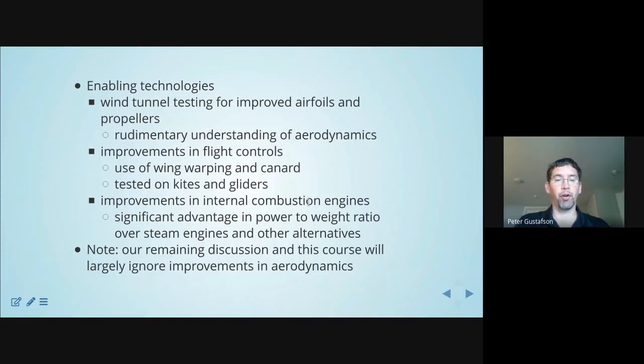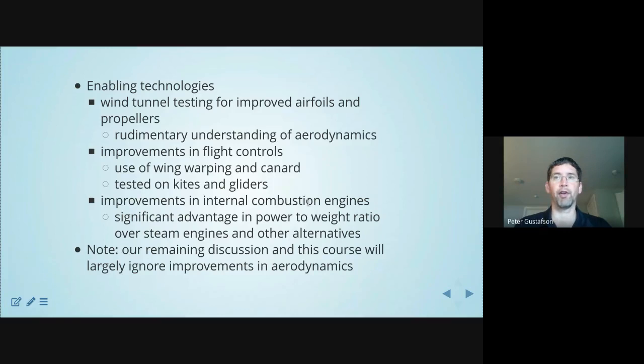Another really critical improvement that the Wrights had over their predecessors were the improvements that were going on at that time in internal combustion engines. Internal combustion engines are still in broad use today, not only in aircraft, but also in automobiles, lawnmowers and other mechanical devices. This era around 1903, early 1900s, was a time of great advancement in internal combustion engines.